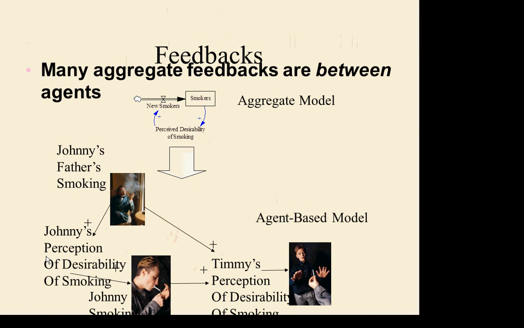By contrast, there's some other feedbacks in an aggregate model. For example, if we had a stock of smokers, maybe the more smokers there are, the greater the perceived desirability of smoking, and therefore the faster the rate of people uptaking smoking. Very stylized, and I don't want to argue whether or not this is true. But we could have a model where this is captured.